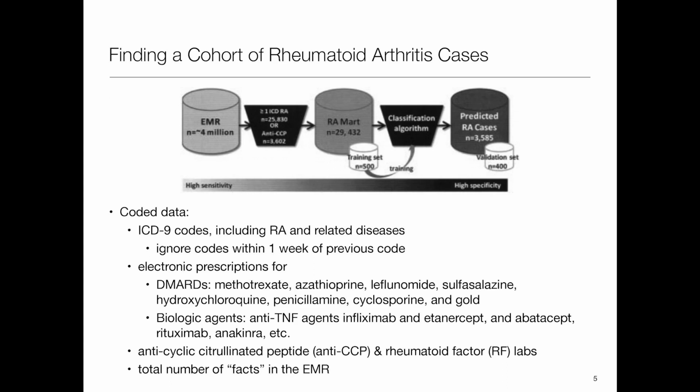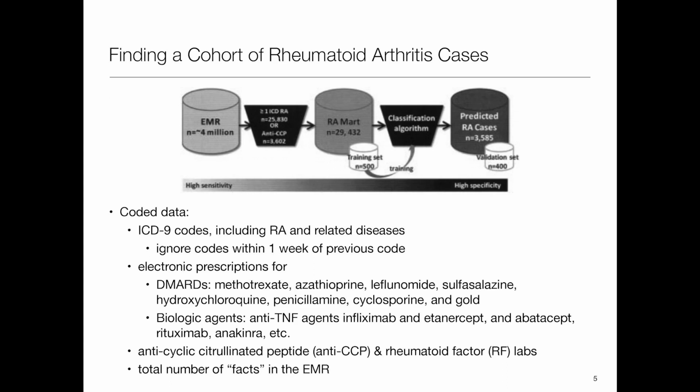And that predicted about 3,585 cases. We then sampled a validation set of 400 of those. We threatened our rheumatologists with bodily harm if they didn't read all those cases and give us a gold standard judgment. No, I'm kidding. I mean, they're actually really cooperative.